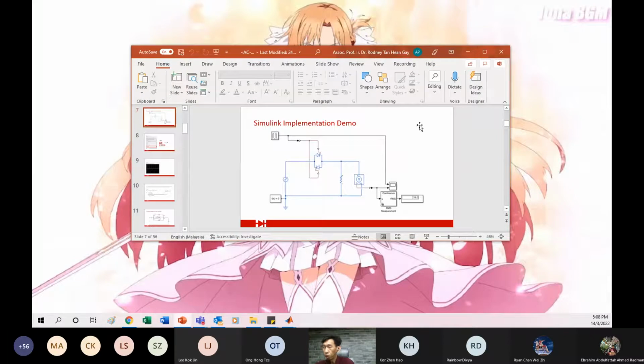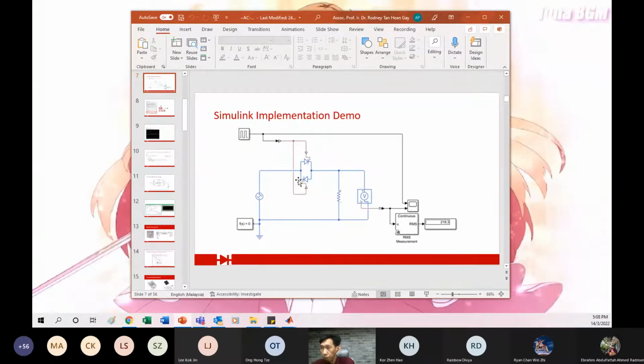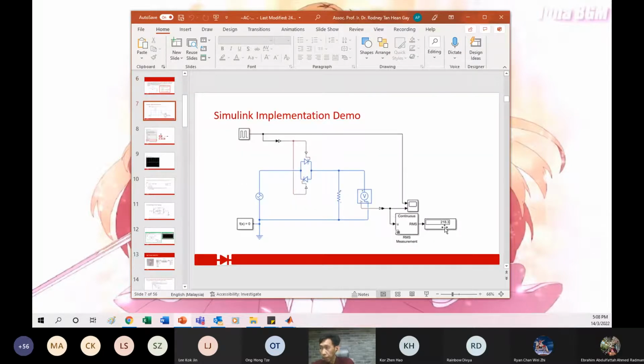Okay, so we will continue on our last lectures about a single phase AC controller. I believe we have done this in the class, and we verified that the equations here are correct in order to get the voltage magnitude, to control the voltage magnitude. Now before we move on, there is another thing I need to stress out.